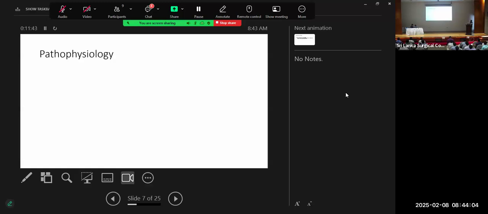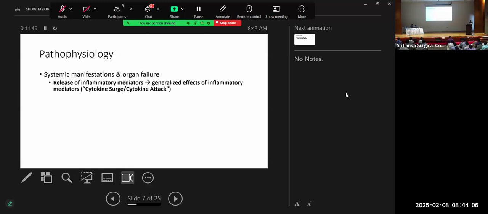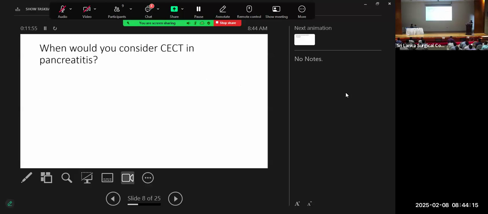Anything to say about this? Okay. So it's very important to know that, because then you know why we are treating this condition like this. Okay, so we have already discussed. Can you just summarize the indications? When would you consider CECT in a patient with pancreatitis?